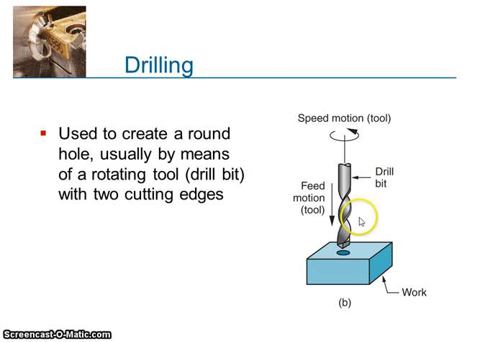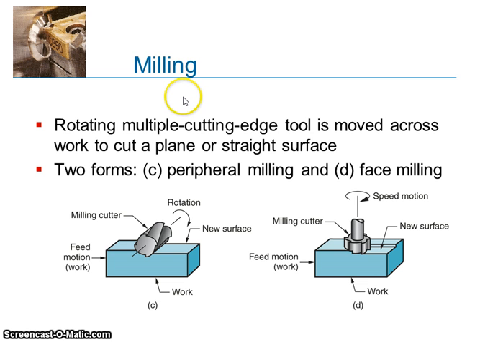As you can see in the picture, the tool is given a downward motion into the workpiece. Milling utilizes multi-point cutting tools. Here the rotating multi-edge tool is moved across the work to cut in a plane or a straight face. There are basically two types of milling: peripheral milling and face milling.